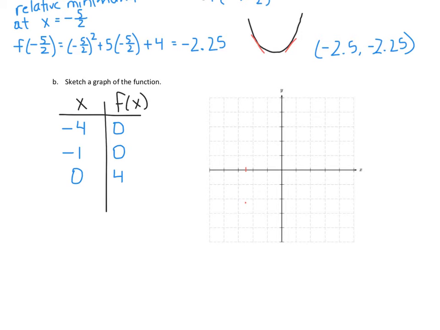So now we can plot these points on our xy axis and then connect those points to create our parabola shape. So there's the graph of our original function f of x with our relative extrema, our relative minimum value at negative 2.5, comma negative 2.25.